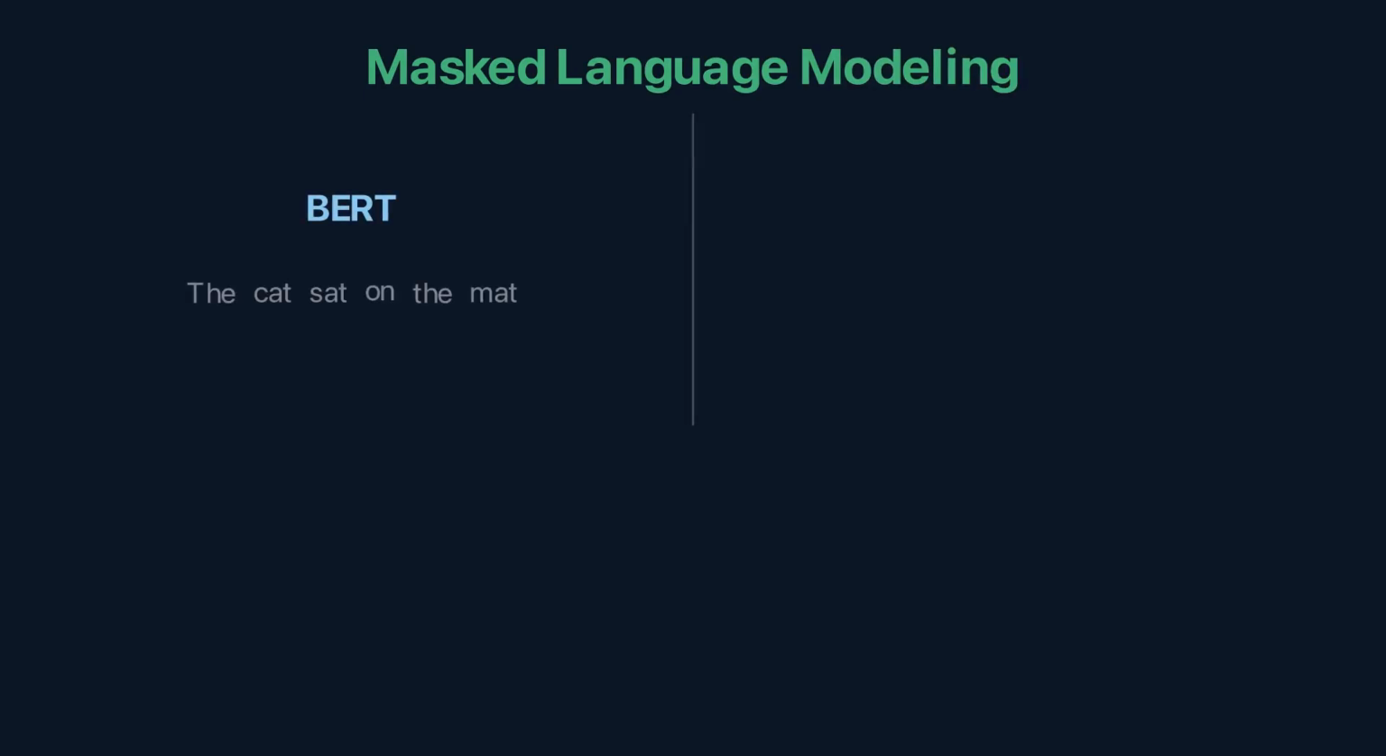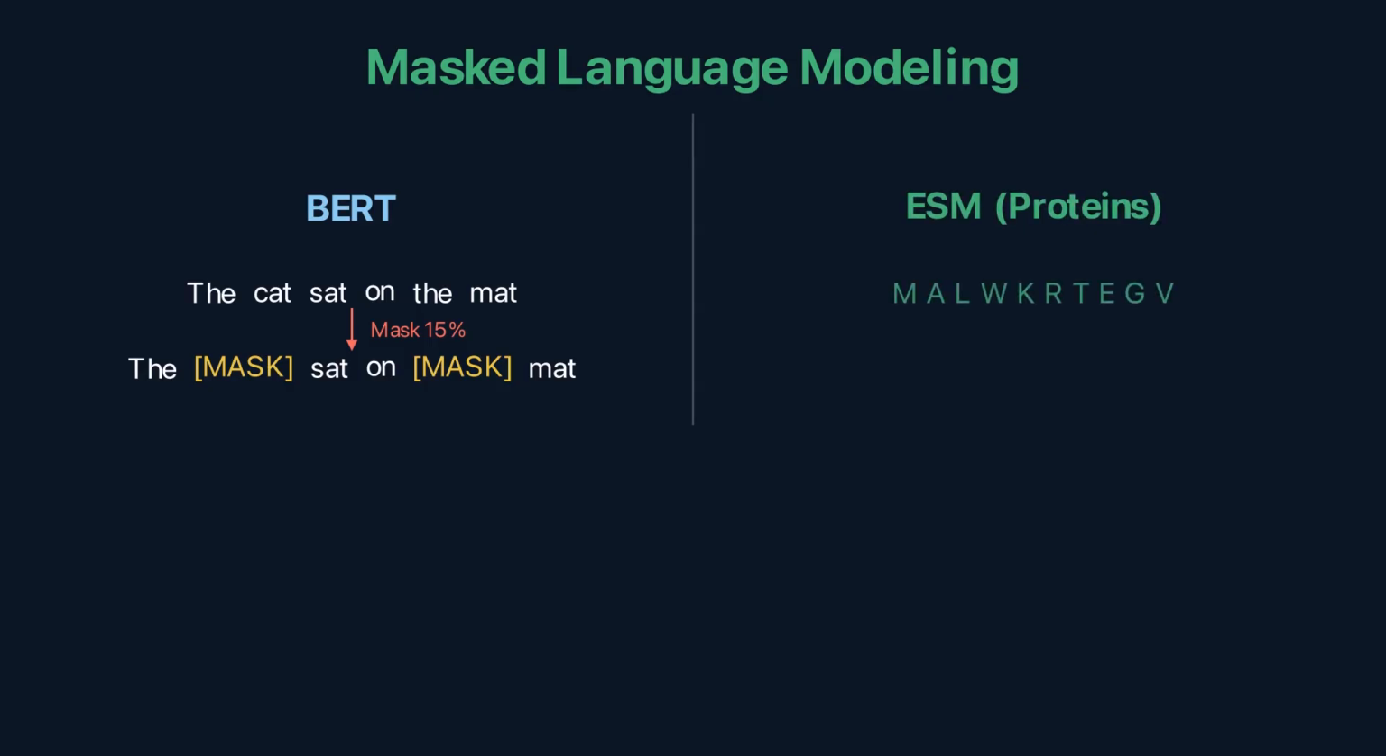BERT: take a sentence, randomly mask 15% of the tokens, predict the masked tokens from context. ESM applies the same idea to protein sequences. Mask 15% of amino acid positions and predict them from the remaining sequence.